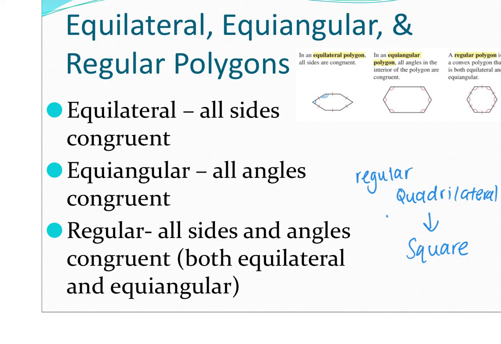So a rectangle has all the same angles, right? But remember, for a rectangle, it's possible that two of the sides are different than two of the other sides, right? So that would make it not the regular quadrilateral. All right.